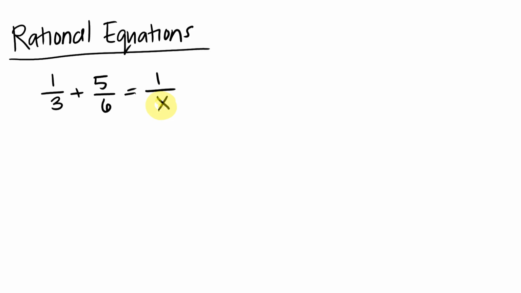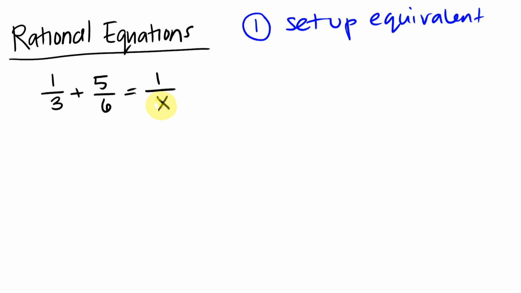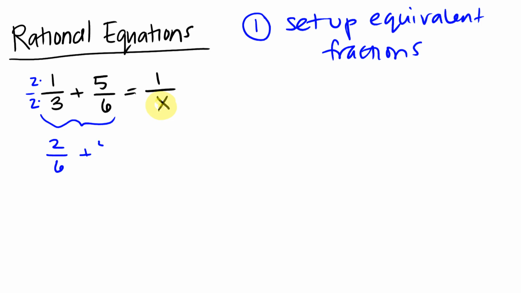And generally speaking, there's two different methods that we can use to handle this. Method one, you could set up equivalent fractions. This tends to not be the best way to go, but what I mean is there's no reason I can't add the two fractions on the left-hand side here, right? So I could multiply that first fraction by 2 over 2, so that now we have common denominators, and I can add those together.